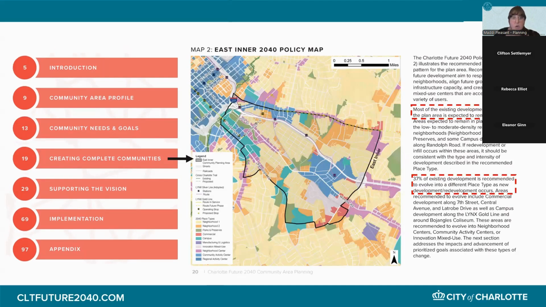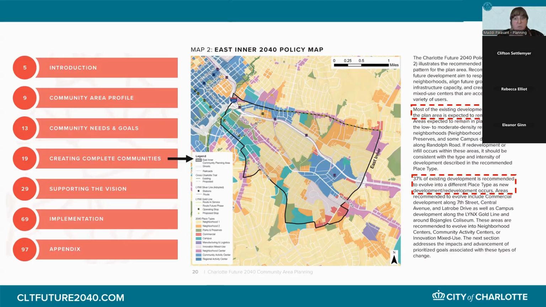Chapter 4 focuses on recommended development patterns for the geography via the 2040 policy map. The colors in the map relate to the types and intensity of development that's appropriate in the area. And you can learn more about these colors via the place type descriptions that are included within the appendix. Important to note, though, that the plan does recommend a large portion of the geography remain as is, meaning that if redevelopment occurs in these areas, like neighborhood 1, then the new development should match the scale and intensity of development on the ground today.